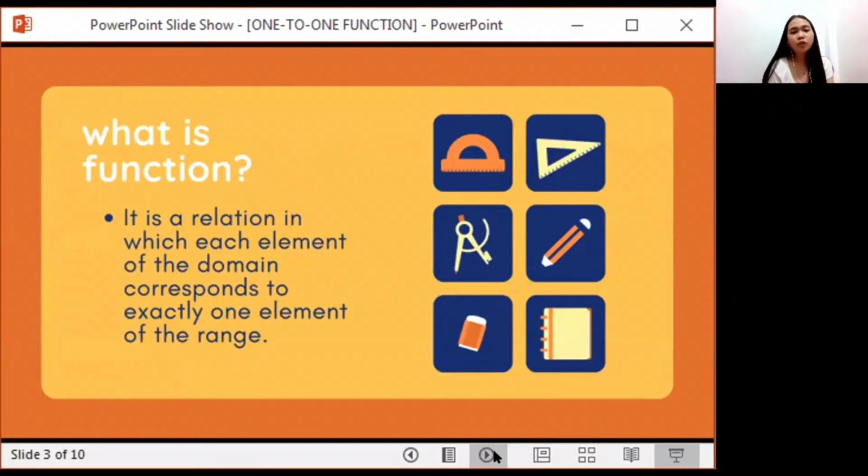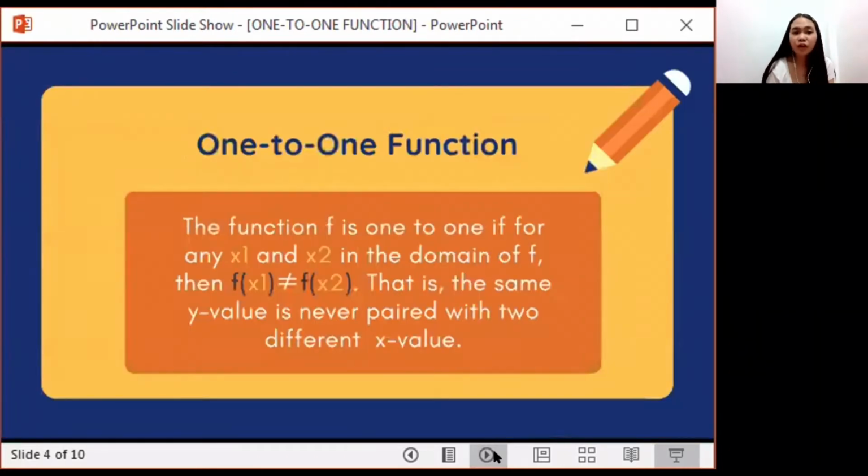Now let's go to one-to-one function. The function f is one-to-one if for any x sub 1 and x sub 2 in the domain of f, then f of x sub 1 is not equal to f of x sub 2. That means when you substitute the different values of x sub 1 to the given function, they must not be equal. So if it turns out equal, the given function is not a one-to-one function.